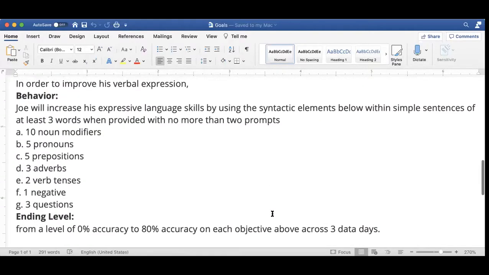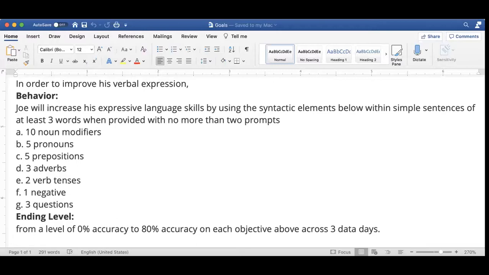Then the second goal being, if you look at your form, it is the exact same as those syntactic elements at the bottom of the form. So it's 10 noun modifiers, 5 prepositions, 3 adverbs, 2 verb tenses. The reason to break them up is that even though they will go hand in hand, you can focus on the sentence types.